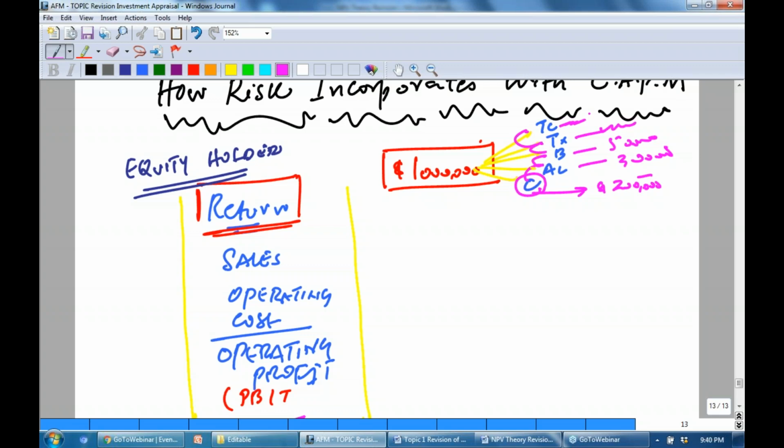So what you are doing is actually spreading the risk. You are actually diversifying the risk. You are actually avoiding whatever risk you can avoid. So first, CAPM says that if an investor needs to calculate the return, first of all, identify the risk that you can avoid.